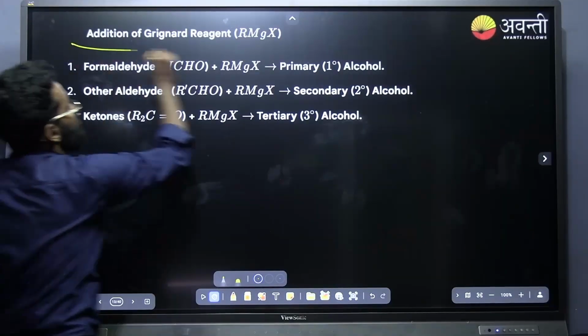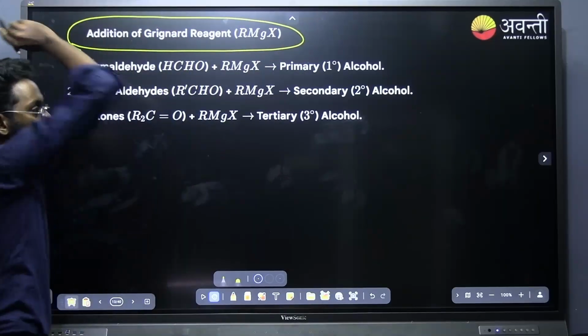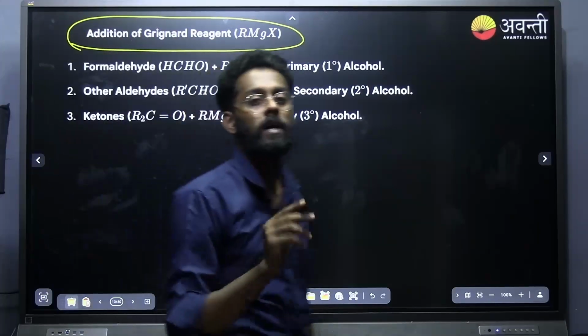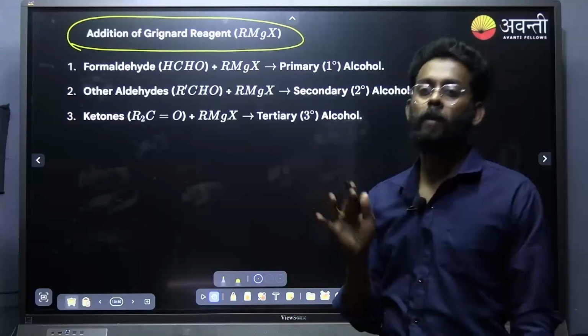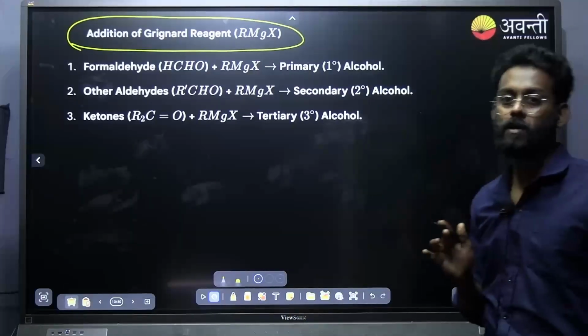Now next one, addition of Grignard reagent. Don't skip this part, don't skip any part related to the Grignard reagent. Grignard reagent has a lot of applications and it's going to be a very important part.